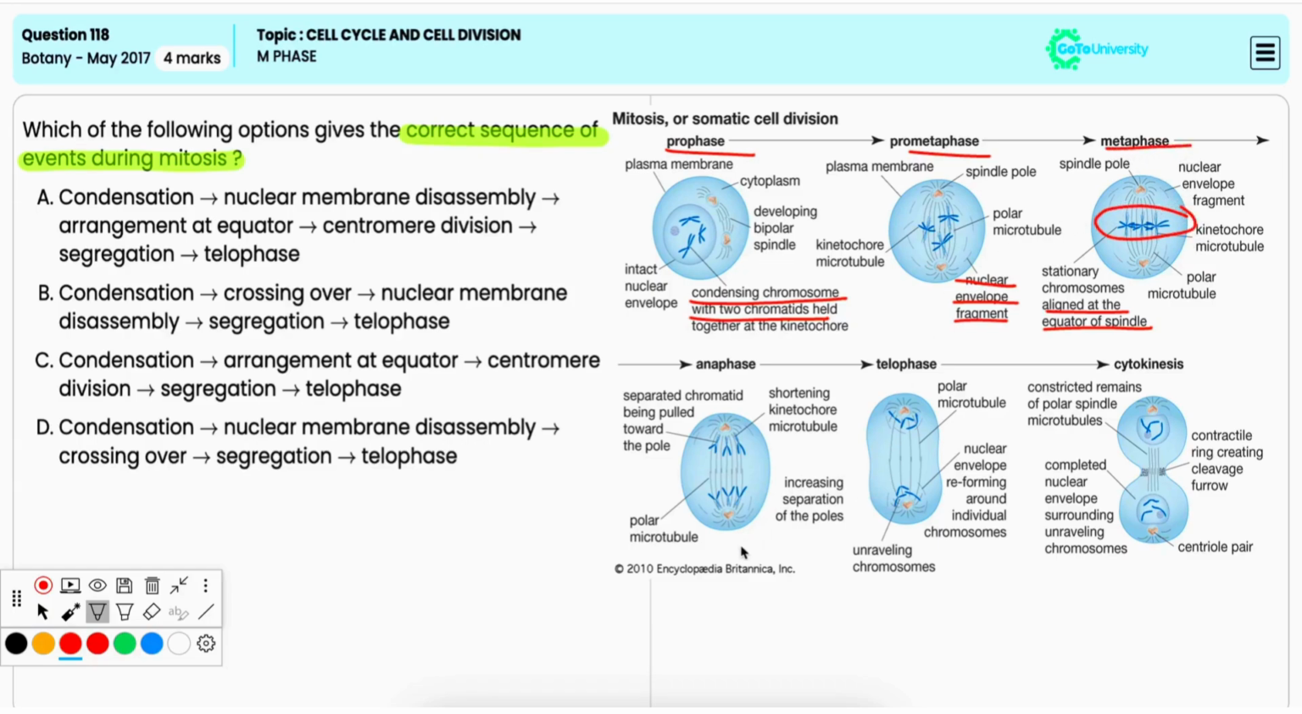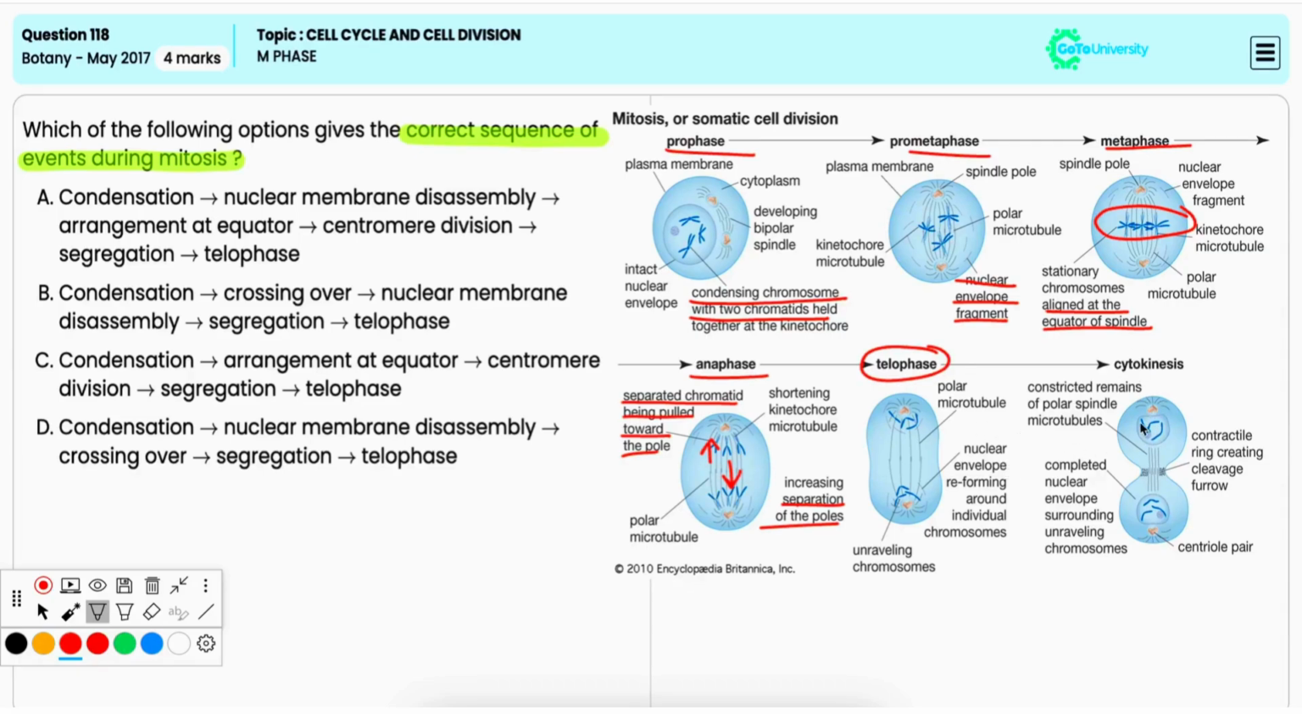Number 4, centromere divides or splitting occurs during anaphase, forming the daughter chromosomes. Number 5, segregation also occurs during anaphase as daughter chromosomes separate and move towards opposite poles. And number 6, telophase leads to formation of 2 daughter nuclei.